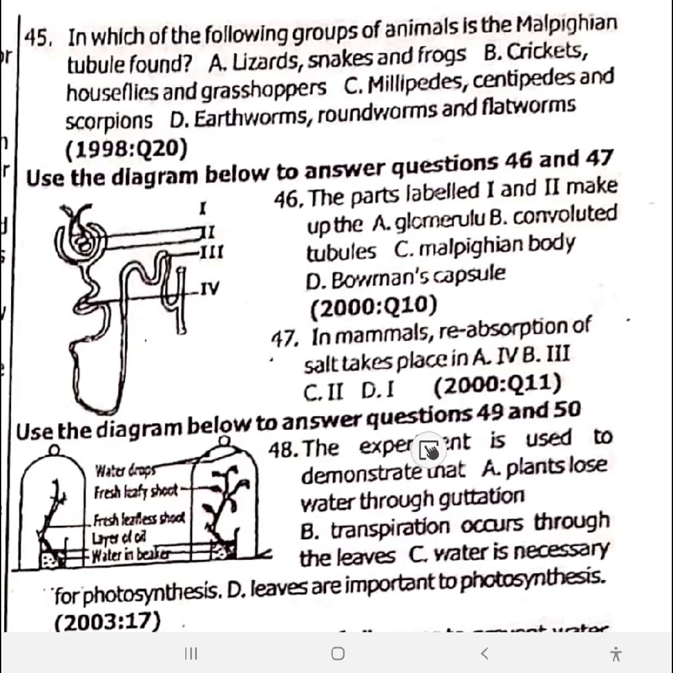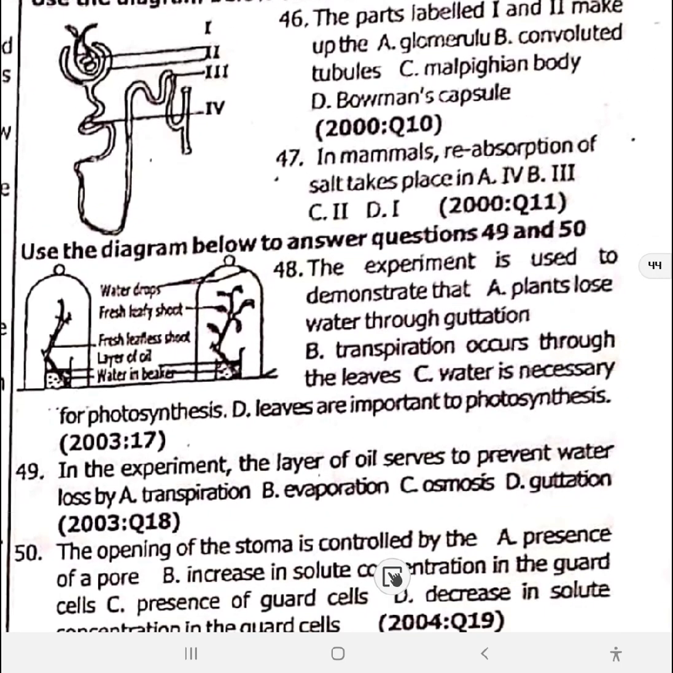49 and 50. Use the diagram below to answer the questions. 48 first. The experiment is used to demonstrate that transpiration occurs through the leaves. 49. In the experiment, the layer of oil serves to prevent water loss by. Did you take 48? Yes, we'll say 48 is option B, to show that transpiration occurs through the leaves.